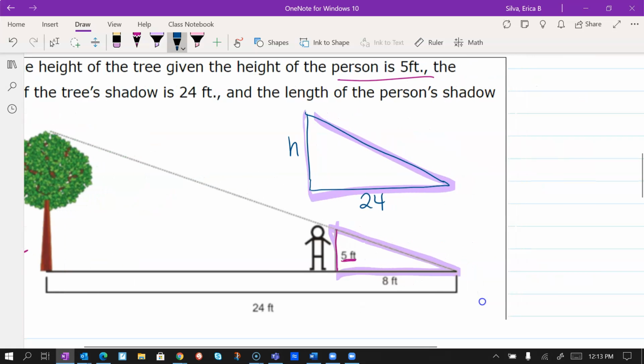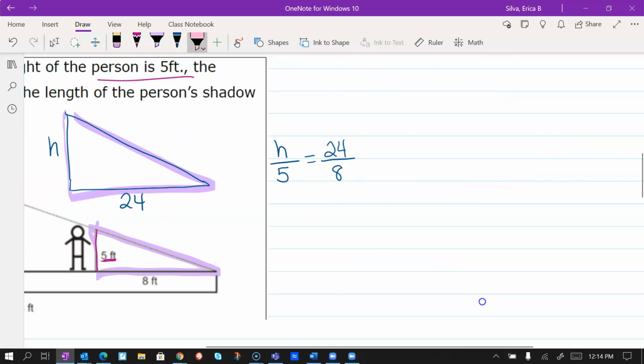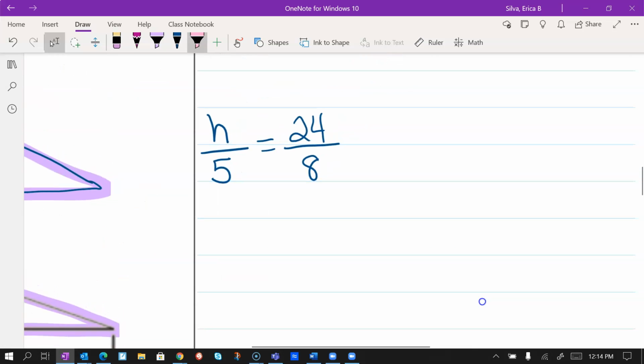And we can set up our proportion. We've got H, the height of the tree, will correspond to the height of the person. And then the shadow of the tree corresponds to the shadow of the person. Does everybody see that? And from here, all we have to do is cross multiply and divide.